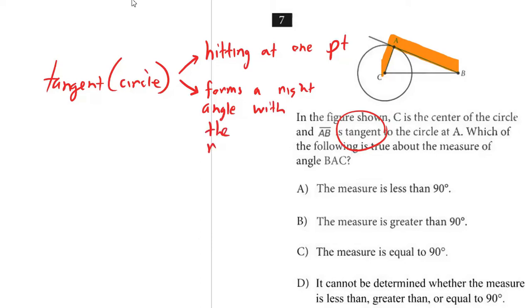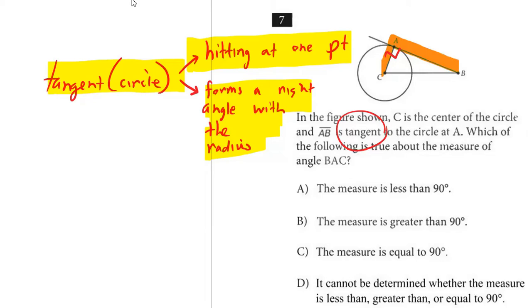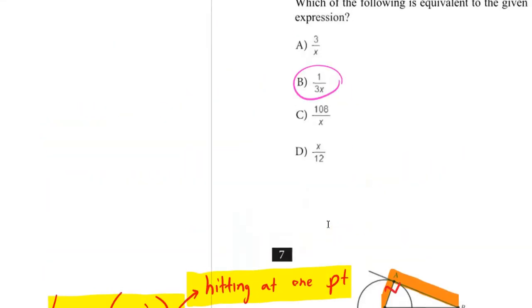And that's our critical detail, because what are they asking us about angle BAC? They're asking us what's the measure of the angle, and by definition, that is supposed to be a right angle, which means that the answer to this question is C. That's a 90-degree angle for number 7. Now we're going over to number 8.